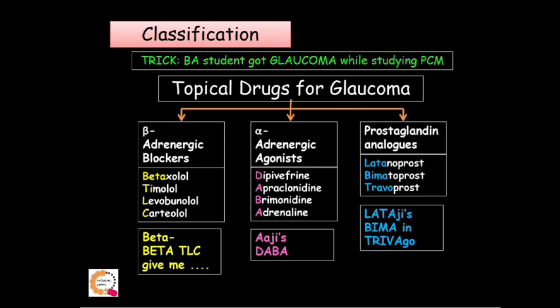And the third one is prostaglandin analogs. Prostaglandin analogs have 3 drugs: latanoprost, bimatoprost, and travoprost. Its trick is: Lataji is having Bima in a Trivago company. So Lata for latanoprost, Bima for bimatoprost, and Trivago for travoprost.